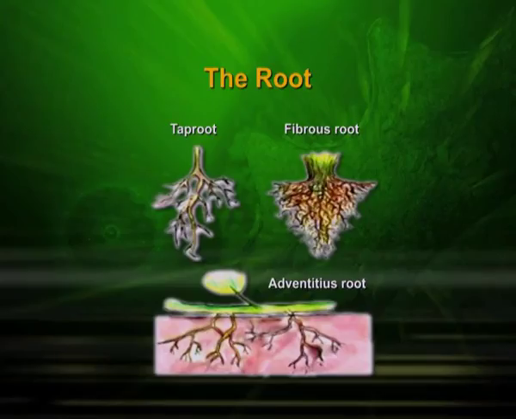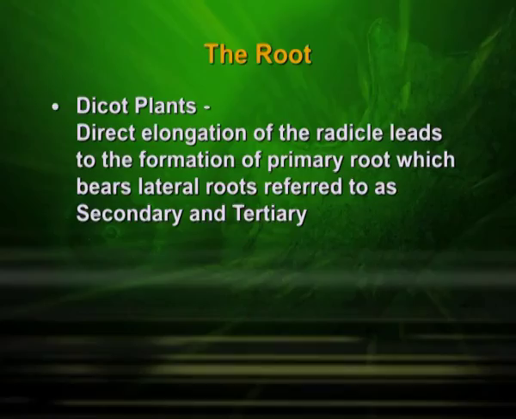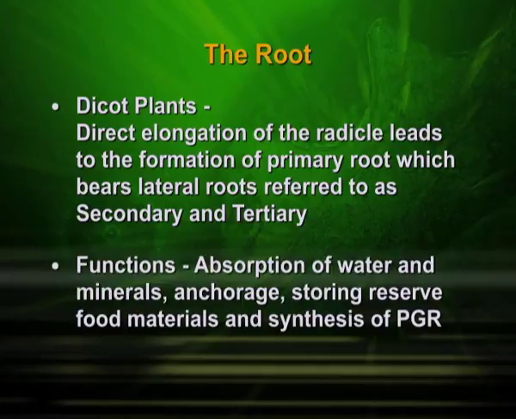The root is actually the direct elongation of the radicle, which leads to the formation of the primary root. In dicot plants, the root is the direct elongation of the radicle, which leads to the formation of the primary root, which bears lateral roots, referred to as the secondary and tertiary roots. Regarding the function of roots, they are meant for absorption of water and minerals. They help the plant in anchorage, and they are also responsible for the synthesis of plant growth regulators.